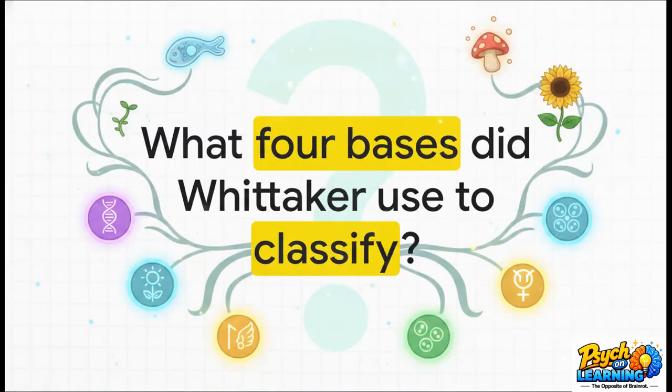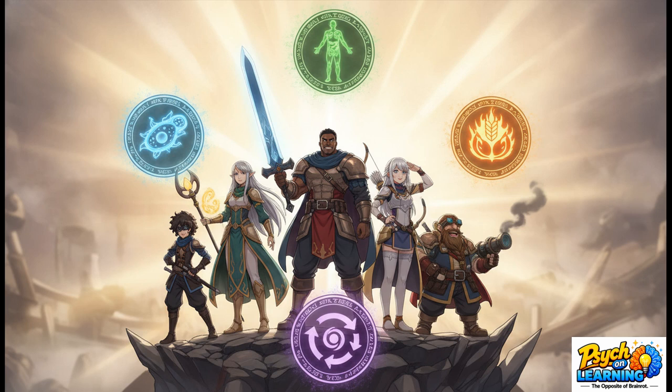And now for the final ultimate boss question. Question 5. What 4 bases did Whittaker use to classify organisms into his 5 kingdoms? Take a second, try to list all 4 in your head. Let's see if you defeated the boss. The answer is cell structure, body organization, mode of nutrition, and reproduction.